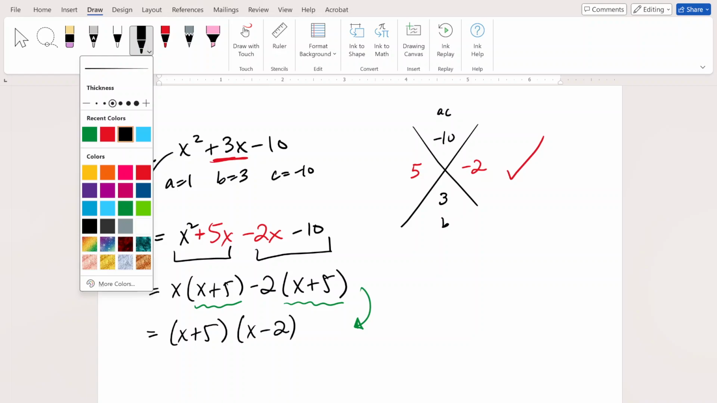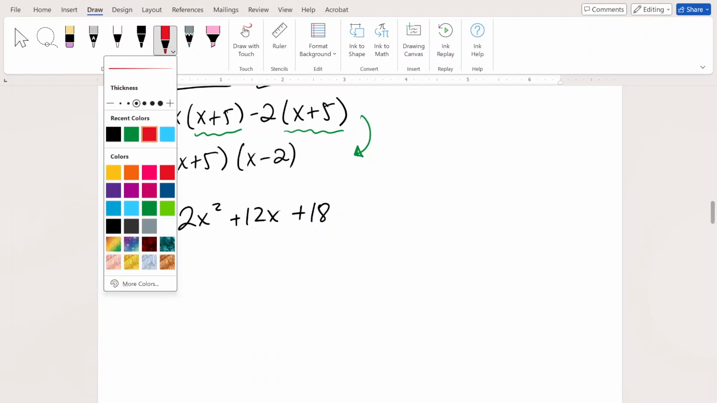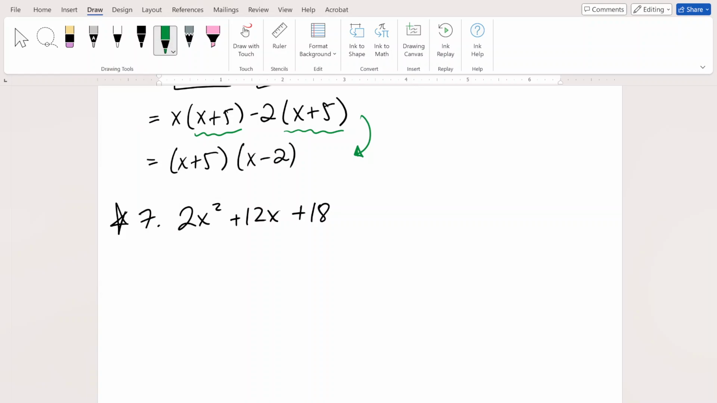Now, as a final bonus question that you should understand from this, besides the basics, is number 7. I'll put a big star here. We get 2x squared plus 12x plus 18. Now, when you see something like this, notice that you still have 3 terms like before, and your A is 2, your B is 12, and C is 18. Now you can go ahead and start factoring it.